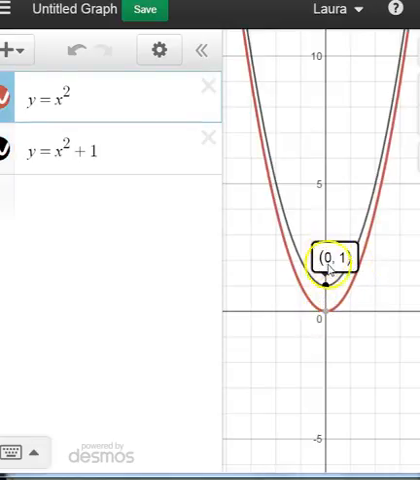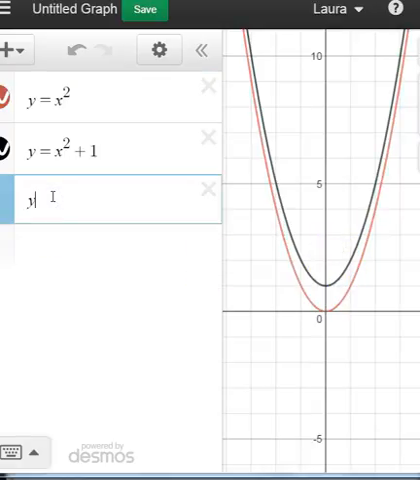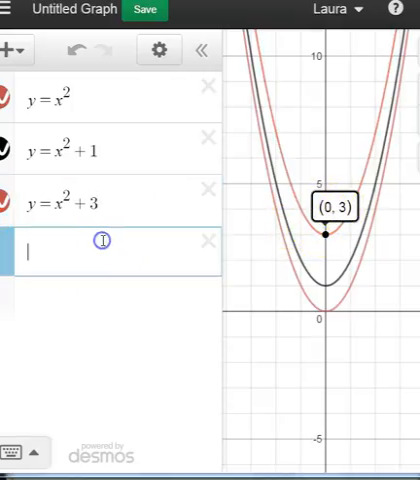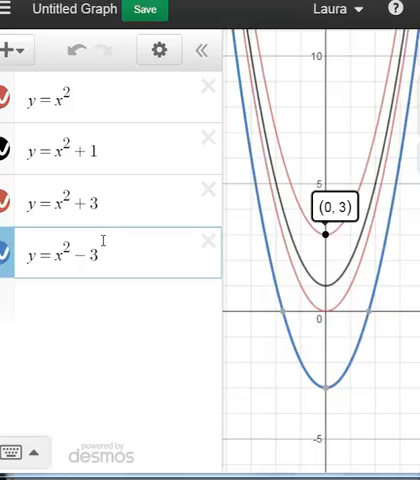So we're not changing the x anymore. It looks like we're changing the y. Well, 1 doesn't tell me much, so let's try another one. Plus 3. Oh, well, that looks like it, because now my vertex is at 0, 3. Well, how do we get it shifted down? y equals x squared minus 3. Ooh, that's right. Look at that. Now the vertex is at 0, negative 3.